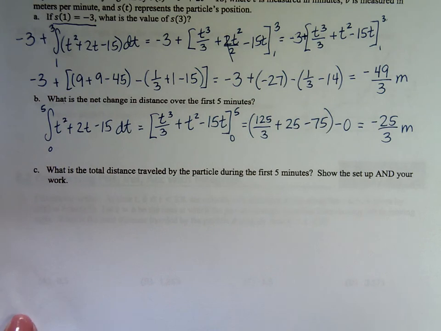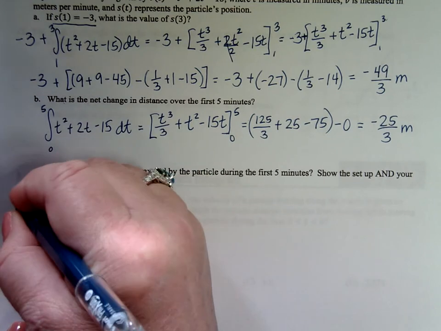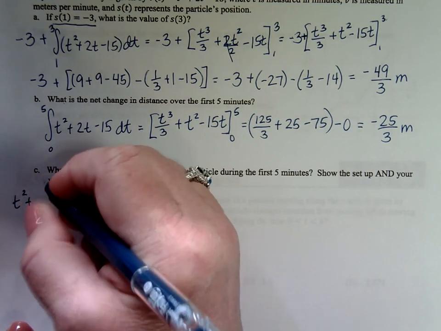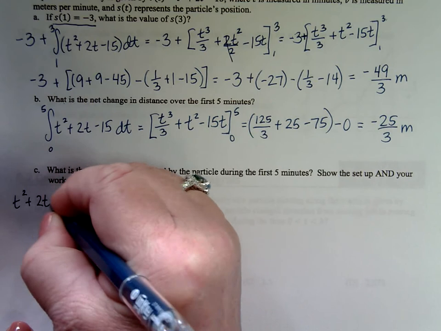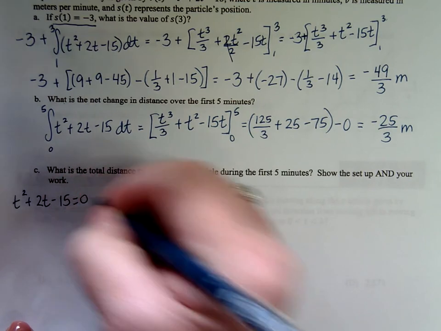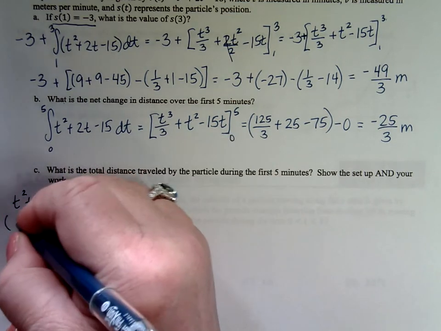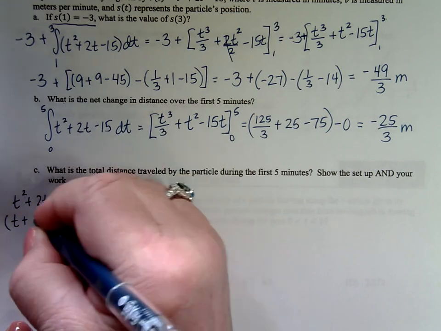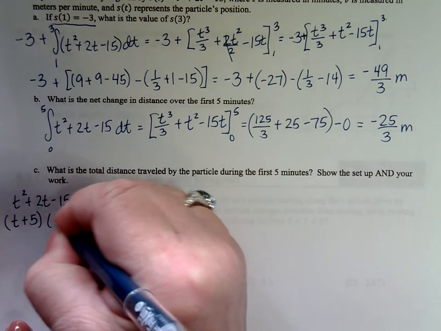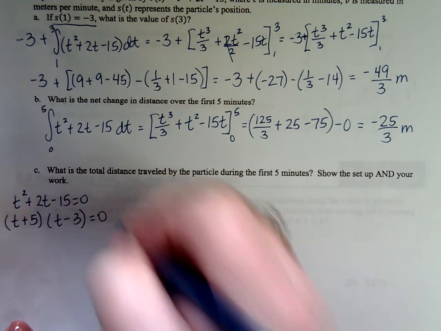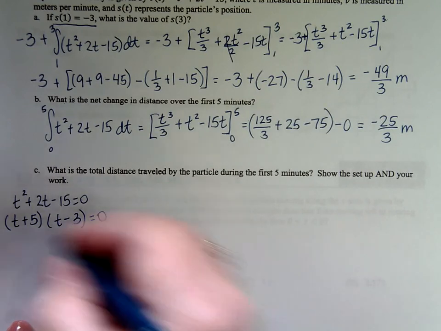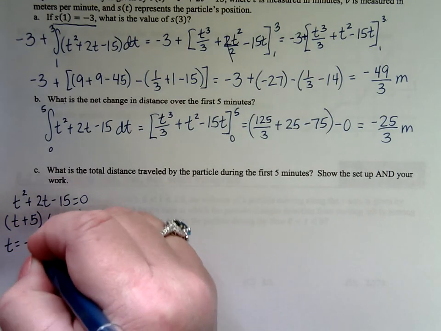So I need to know where it crosses the x-axis so I know how to split the integral. If I do that, I take my function, t squared plus 2t minus 15, set it equal to 0, and factor it. I get t plus 5 and t minus 3. This is back to basic old algebra factoring. It gives me t equals negative 5 and t equals a positive 3.